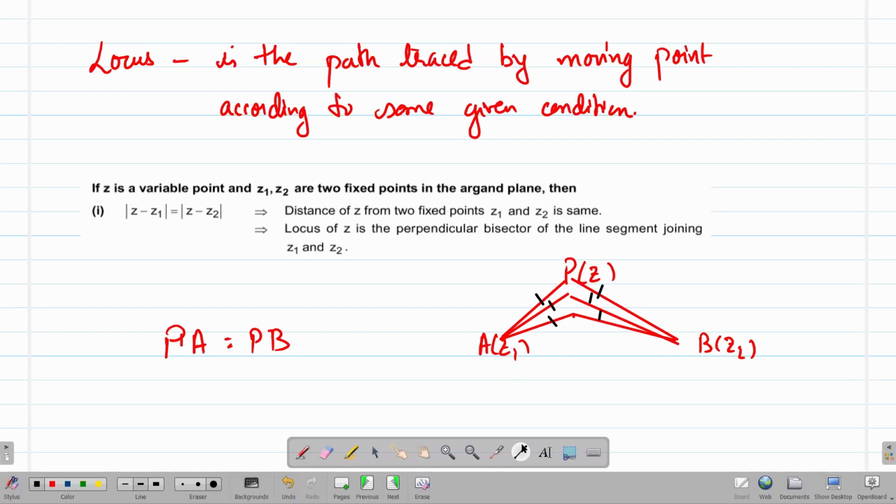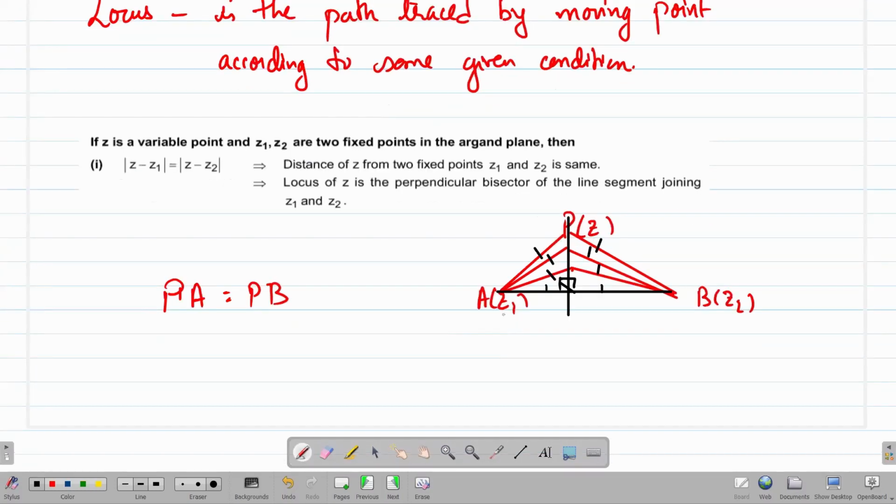Now the path traced by this moving point is this, and if I trace this path, then this is always the perpendicular bisector of the line joining A and B. So whenever you get the condition that a point is moving in such a way that its distance from two fixed points is always the same, that is PA is equal to PB, then the locus is always the perpendicular bisector of the line segment joining points A and B. In terms of complex numbers, if P is Z, A is Z1 and B is Z2, I can express this as mod of Z minus Z1 equals mod of Z minus Z2. Then the locus of Z is always a perpendicular bisector. The same condition is written here.